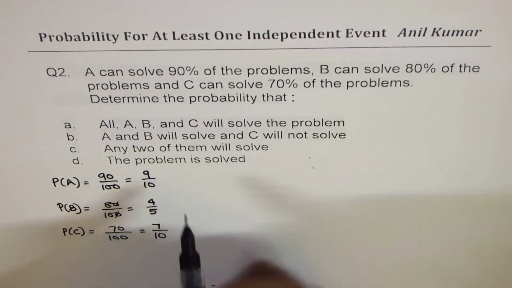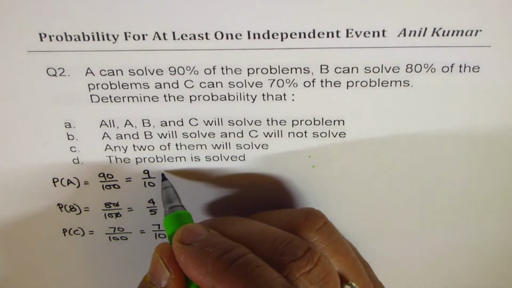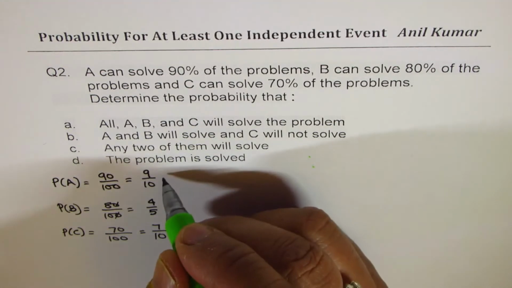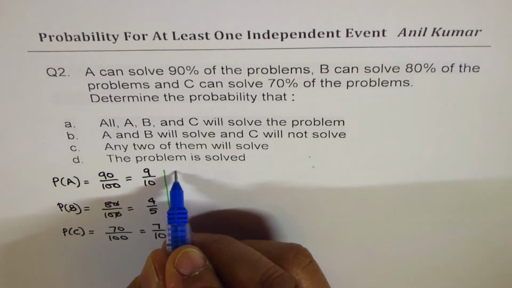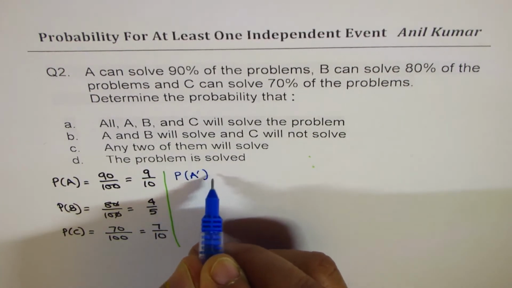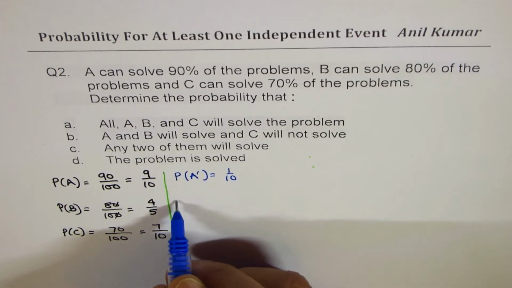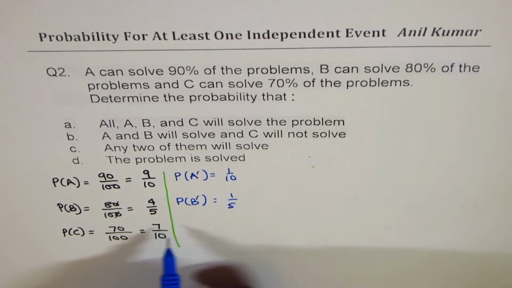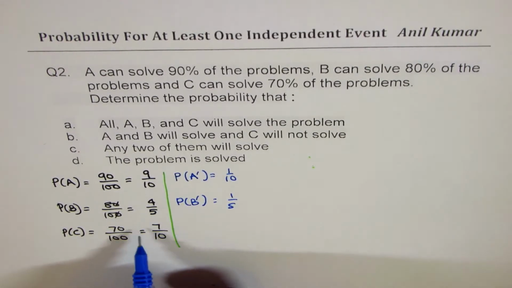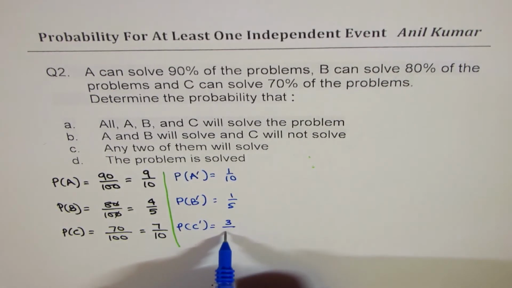Now let us also write probability of not solving the problem, since that will be useful, right? So let me add those things also. So let's write probability that A cannot solve is 1 out of 10. Probability that B cannot solve will be 1 out of 5. 4 out of 5 B can solve. And probability that C cannot solve will be 3 out of 10. Correct?